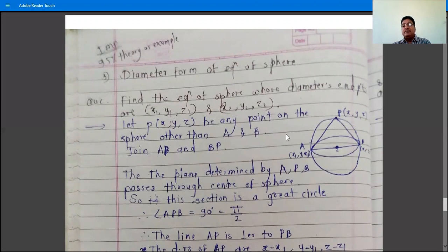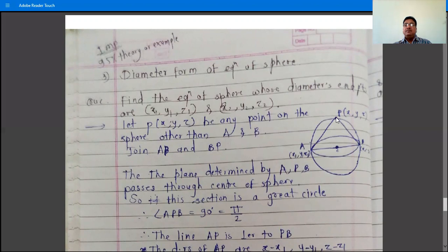So draw this figure and show A (x1, y1, z1) and B (x2, y2, z2) as end points of the diameter of the sphere. Obviously, a diameter is a chord passing through the center of the sphere. So it is the diameter of the sphere whose end points are A (x1, y1, z1) and B (x2, y2, z2).